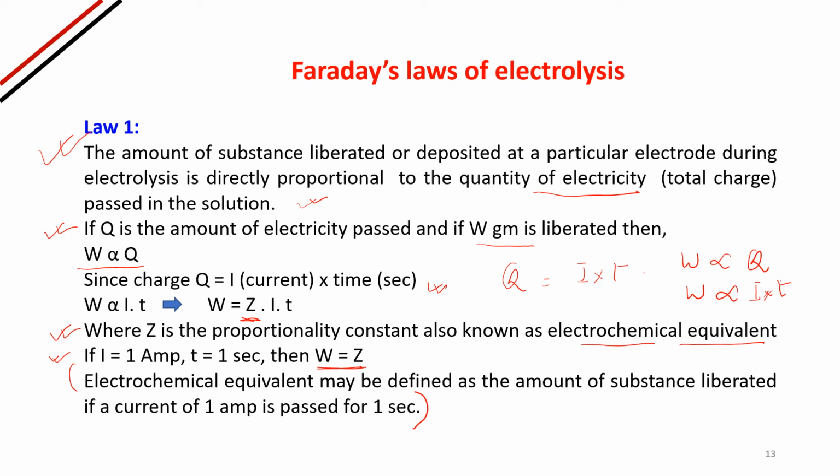From the first law of Faraday, we get W is equal to ZIT, where W is the amount of the substance deposited or liberated, Z is the electrochemical equivalent, I is the current passed, and T is the time taken. Am I clear?